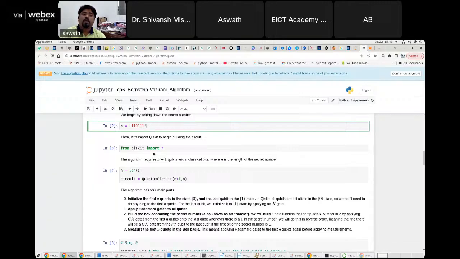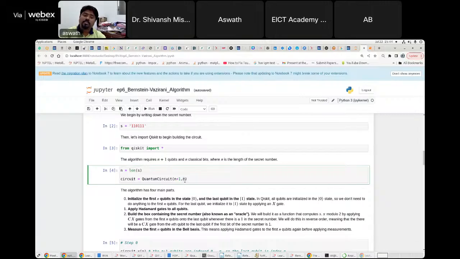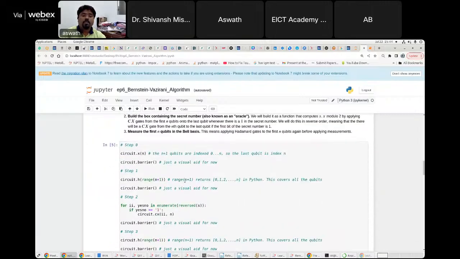First I have to find the length of my bit string. I will start a quantum circuit with a query register having n bits and one ancilla bit. That's why I'm creating a quantum circuit of n plus 1 registers, and I need a classical register to store the information. I'll have n classical registers. Now if you want, you can run the code.